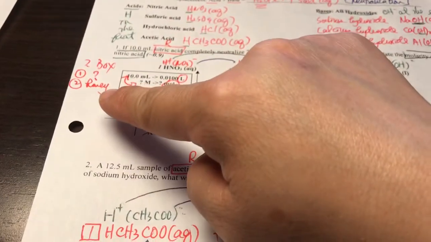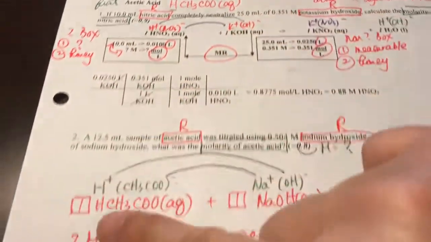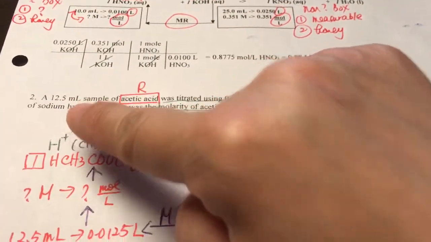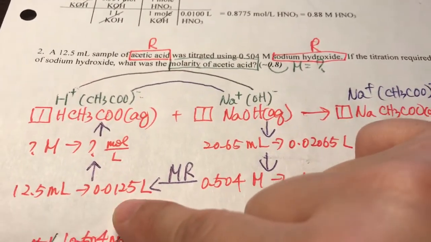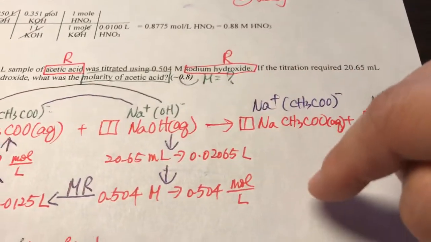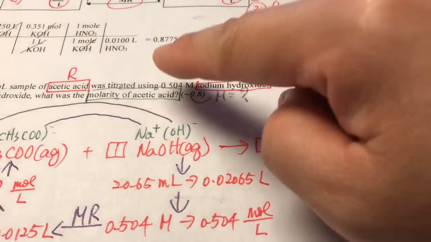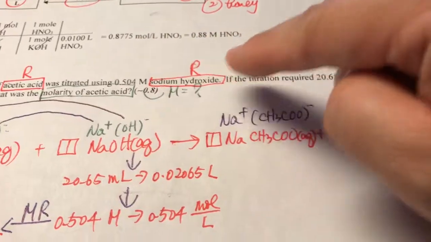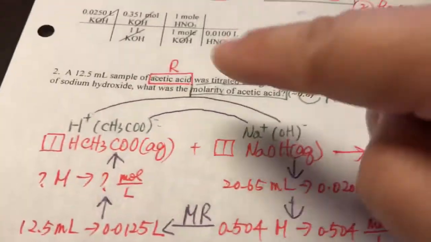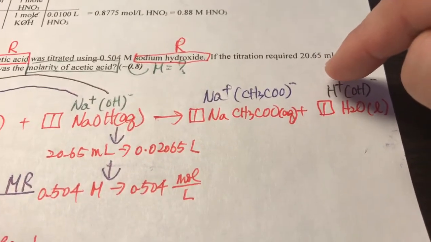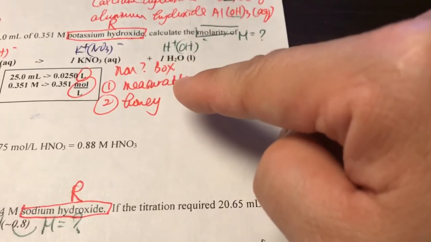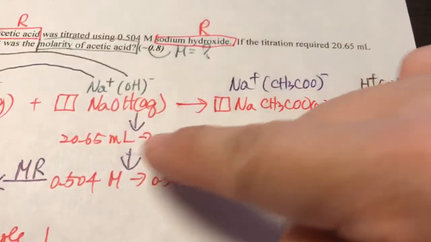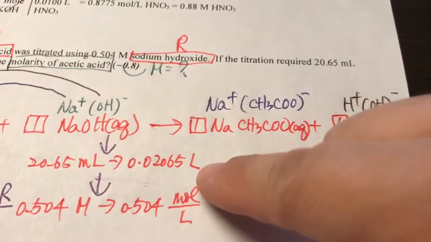And then the second part of the question mark box is the honey. So whatever the information, 12.5 ml, I have to put on the bottom with the question mark, but I have to change that to liter. And then for the non-question mark box, I was given 2 pieces of information. One is 0.504 molar, one is, let's see, 20.65 ml. Based on the non-question mark box, which should be on the top must be the one measurable. So the volume is measurable, so I have to put this on the top and then change to liter.